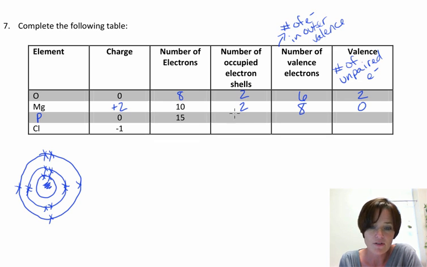So the number of occupied electron shells will be 3. The number of valence electrons, we have a total of 5 electrons in the valence shell. And then the number of unpaired electrons in this case is going to be 3.